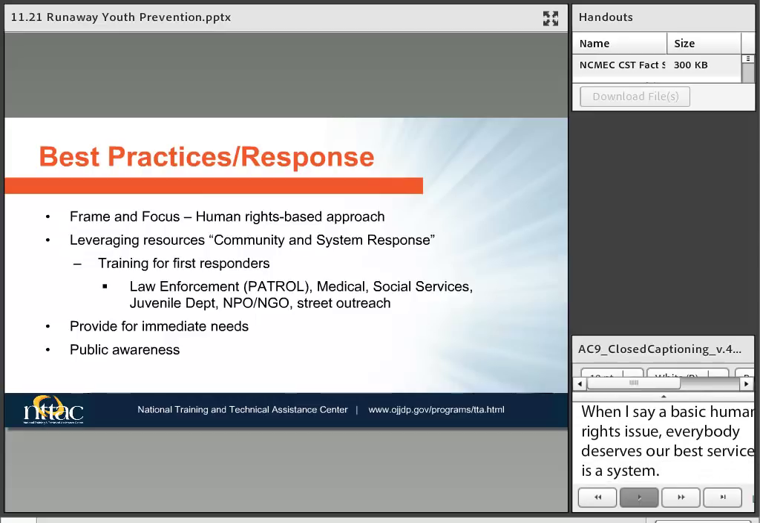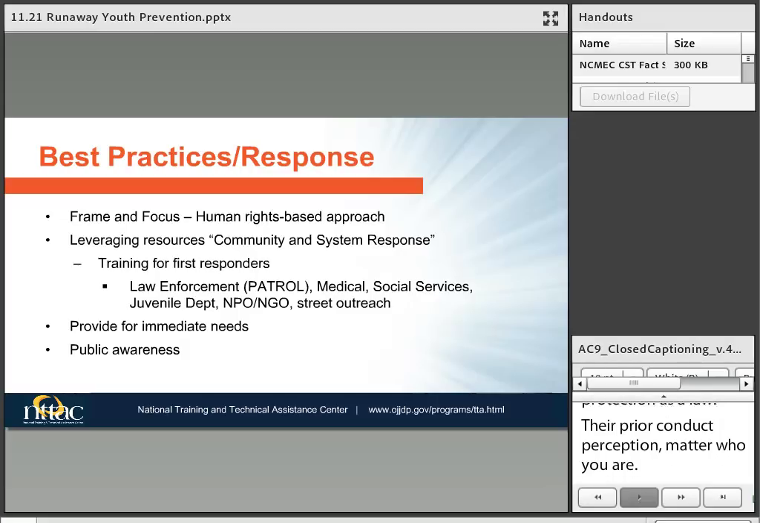And we have to really, again, as I talked about, change that focus, and we have to leverage those resources across the board, the community and system response. We have to have a coordinated response. We have to have the training, and we do a tremendous amount of that through the AMBER Alert Training and Technical Assistance Program, offered to first responders, your patrol officer, medical, social services, juvenile department, your NGOs, NPOs, your street outreach. We all have to be working in a coordinated response in unison. I use a statement, we've got to make the invisible visible, because oftentimes our runaways want to be invisible. They think they need to hide.